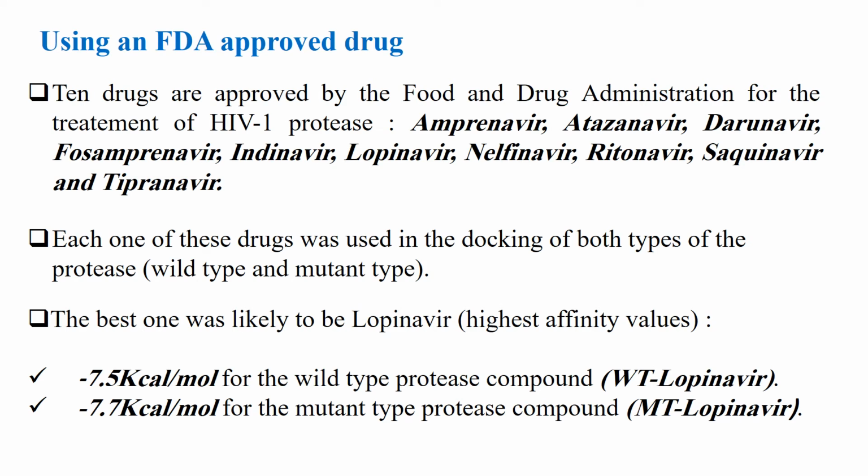As I previously mentioned, in the current work, we conducted a comparative study using an FDA drug, which is lopinavir, based on the optimal results of the affinity values obtained for both types of the HIV-1 protease as compared to the other drugs. So, minus 7.5 kilocalories per mole is the affinity value for the wild-type protease compound, while it is minus 7.7 kilocalories per mole for the mutant-type protease compound.